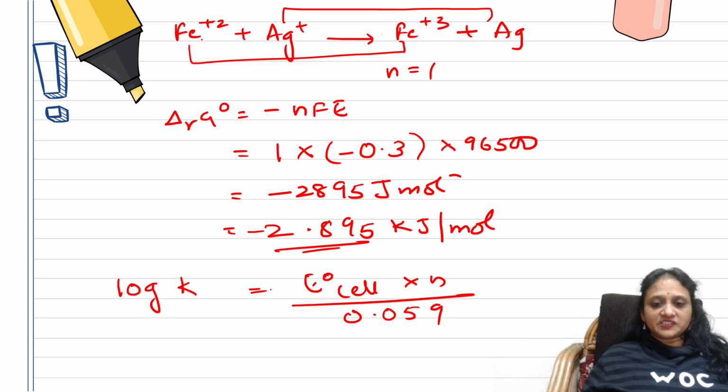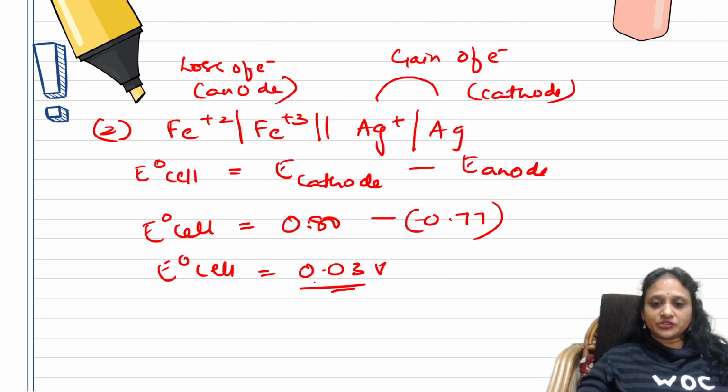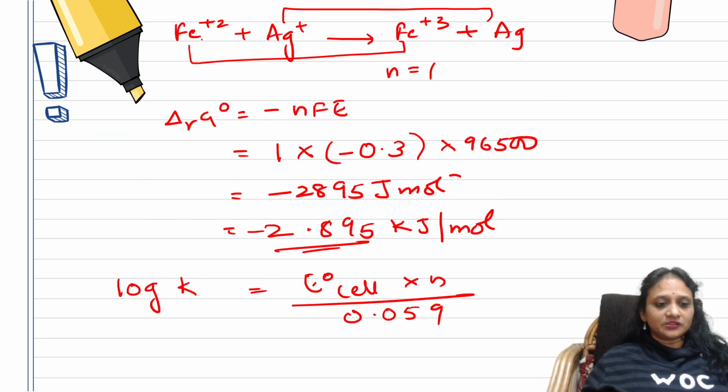Right? So if I substitute the values, E naught cell value and n value and everything, because E naught cell value, I have got it earlier as 0.03. So here, substitute that value and take it here. Okay, 0.03 into 96,500 and everything. Fine, students. So when you apply this value, how much do you get?